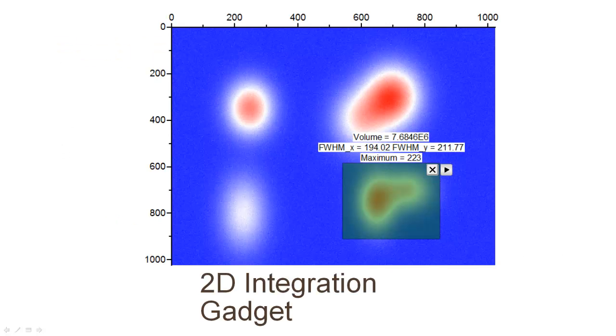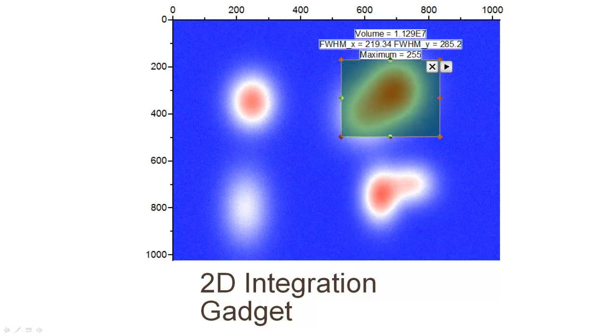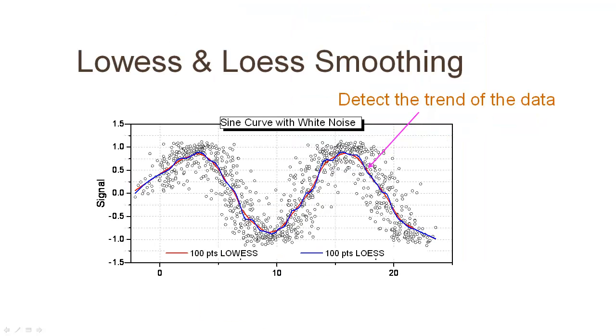A 2D integration gadget is now available. It can be used with image or contour plots of data contained in a matrix or XYZ columns. You can move and resize the rectangle to control the integration region. Two new smoothing options have been added to the Smooth tool. These are useful for detecting data trends.